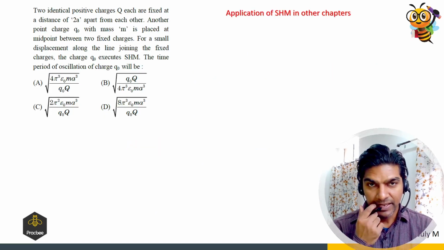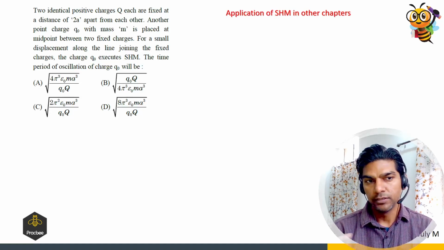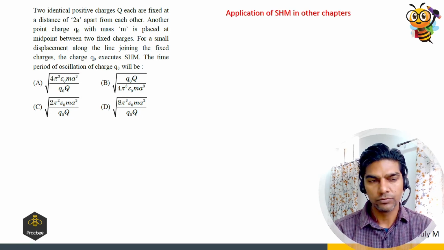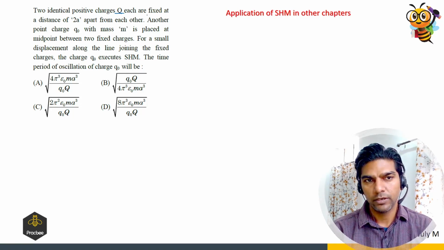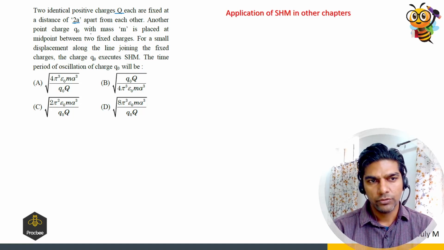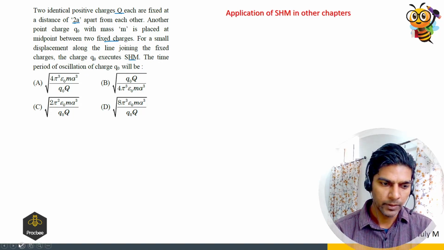Now let us see the application of simple harmonic motion in other chapters. So this is the application in electrostatics. Let us see the question. Two identical positive charges Q each are fixed at a distance 2a apart from each other. Another point charge Q0 with a mass m is placed at the midpoint of the two fixed charges. For a small displacement x along the line joining the fixed charges, the charge Q0 executes simple harmonic motion. The time period of small oscillation of the charge Q0 will be.